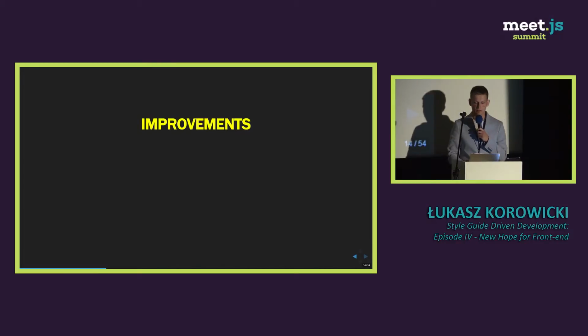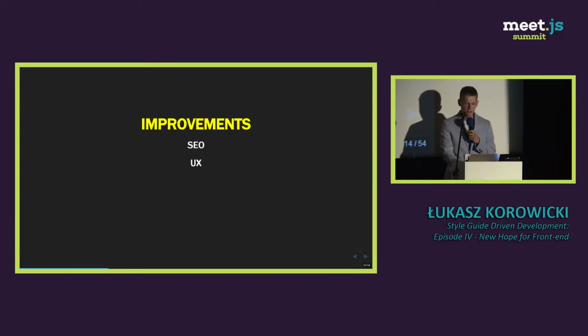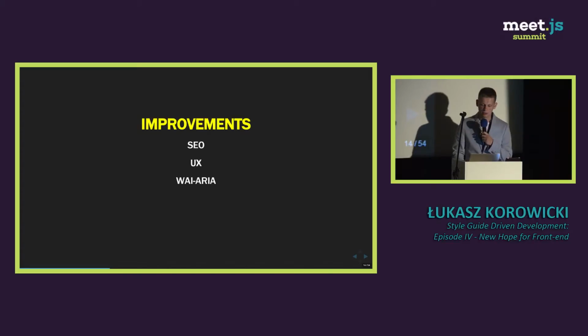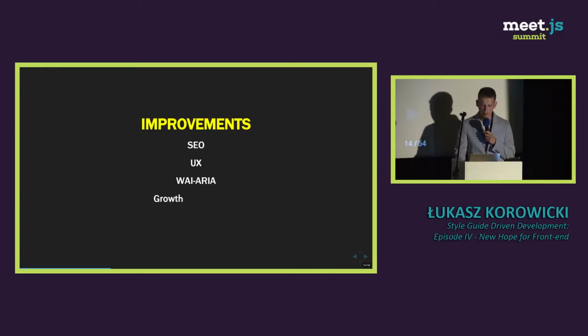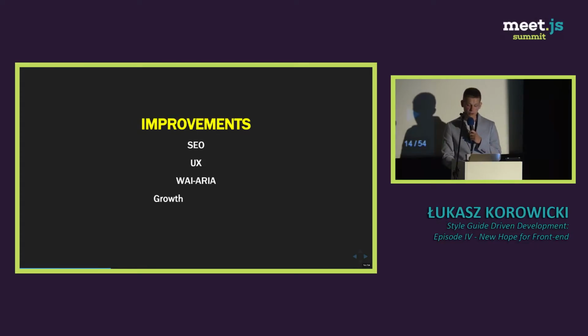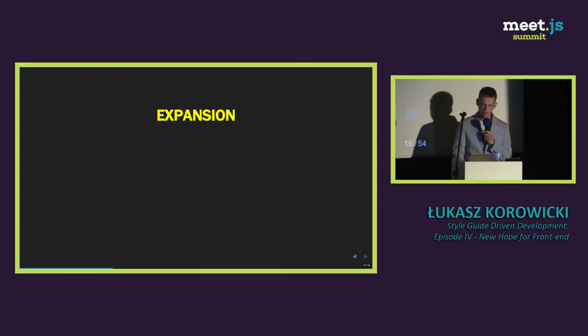When we're developing some website, we also have to be prepared for some improvements. So we have to be prepared to do some search engine optimization, to make the user experience better, to make our website or application more accessible. And also, when our application grows, we have to be prepared for some expansion. And how can this expansion look?